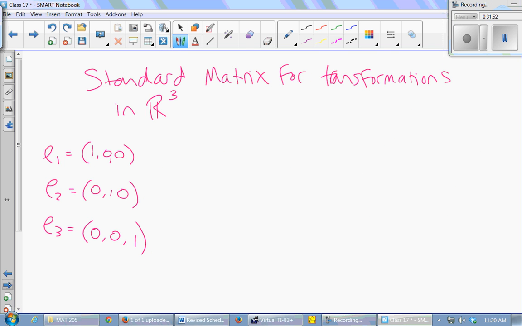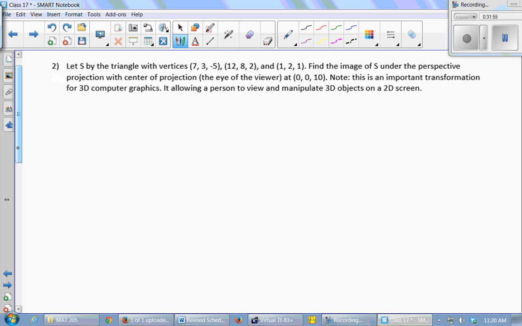All right, one more with the projection thing. So we have S, a triangle in R3. It's not a very complicated three-dimensional object in R3, it's just a triangle. And we want to find the image of S under the perspective projection. So imagine this triangle models some kind of molecule, and we want to project it on a computer screen.